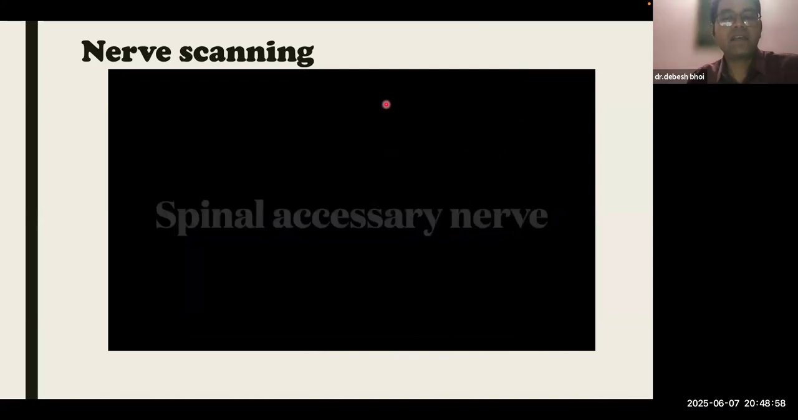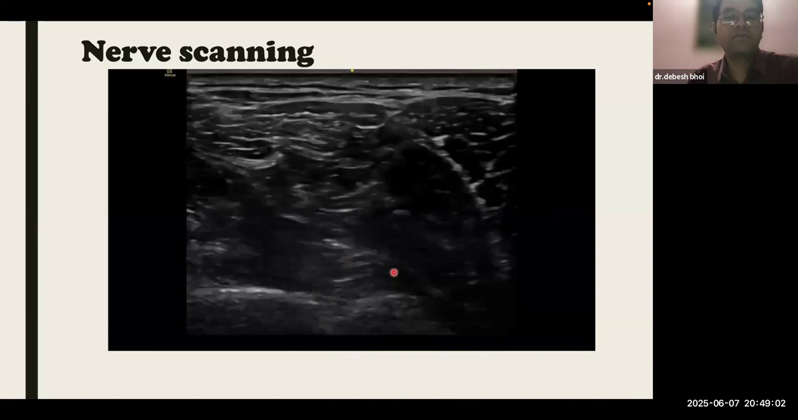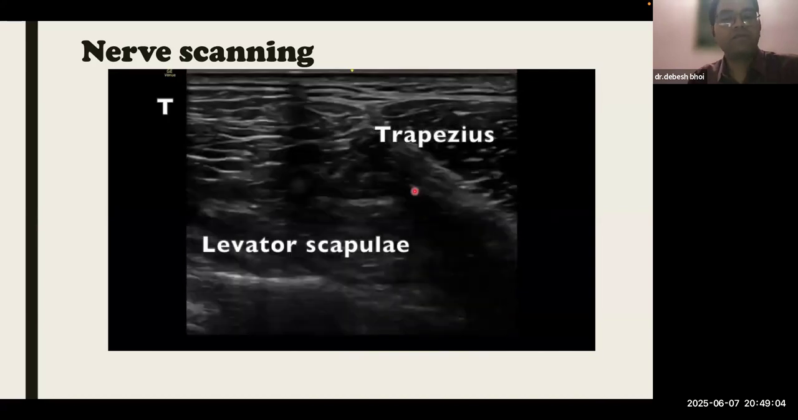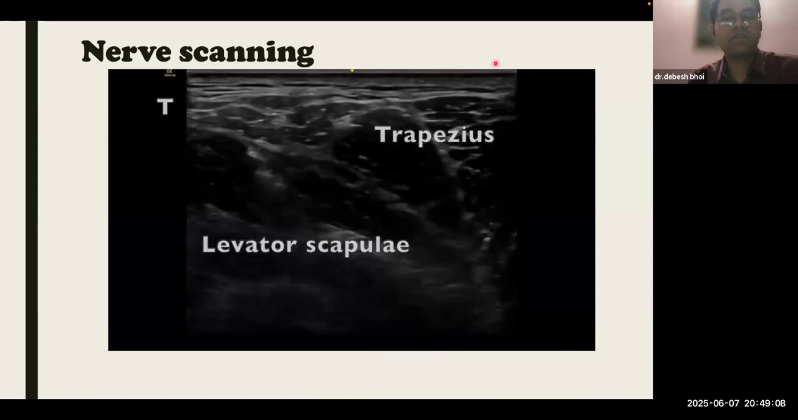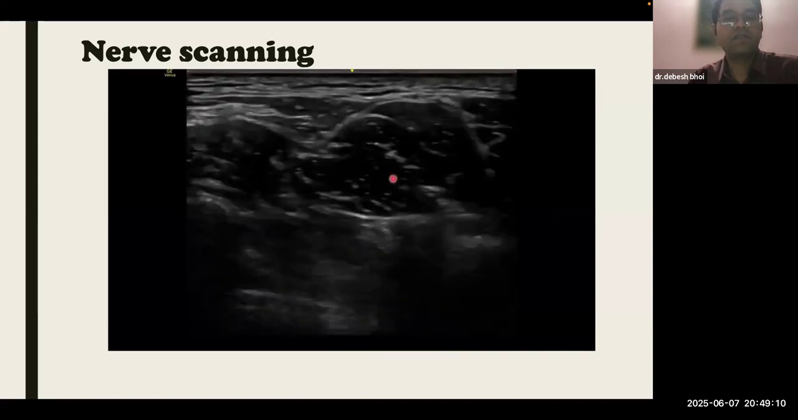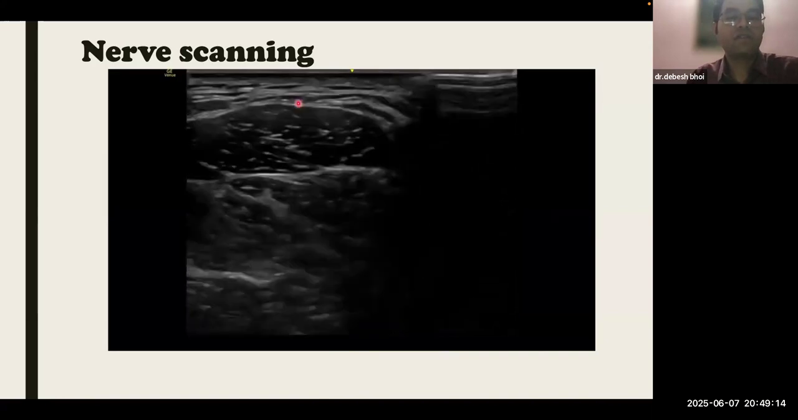Exactly the same with the spinal accessory nerve, again part of the cranial nerves. It can be identified more laterally, where you can identify the trapezius and the levator scapulae. It lies just within this area, where you can see a rounded hypoechoic structure that can be identified as the nerve.